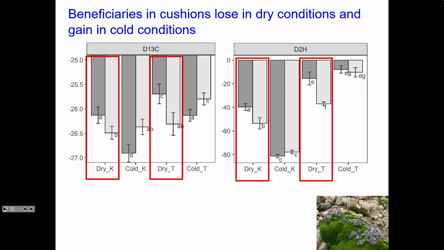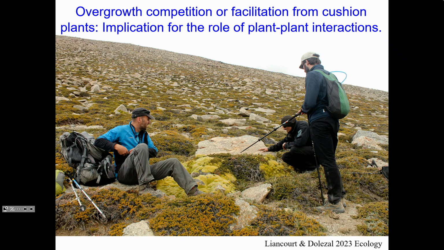But it is context dependent. So we found out that plants associated with the cushion lose in dry condition, so they have better access to the water when they grow without the cushion, and vice versa in cold condition. But is it the Thylacospermum really? So this would rather indicate that in some sites, these big guys can provide some positive effect to the others. But in some others, maybe not.